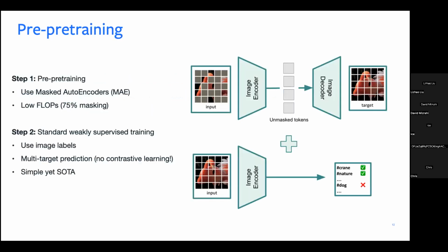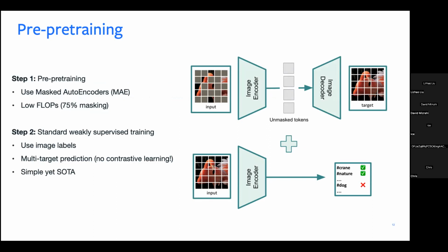All right, so the idea of pre-training is really simple. For the first stage, we use MAE. We mask out 75% of the image, feed the 25% unmasked tokens through the encoder, and then try to reconstruct the 75% masked-out stuff. This makes it super FLOP efficient because the image encoder is only looking at 25% of the image tokens. In the second stage, once we have that MAE pre-trained model, we further train it on weakly supervised training.